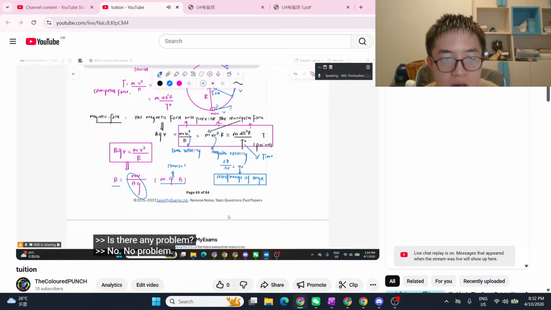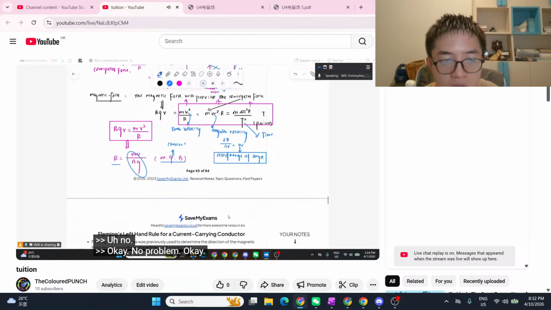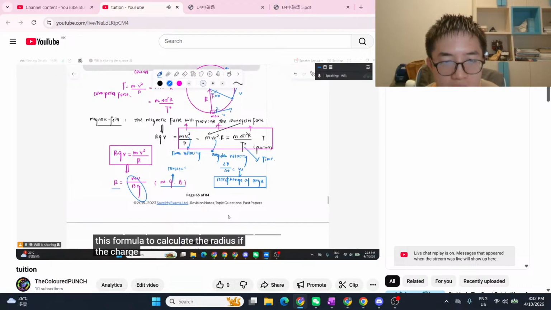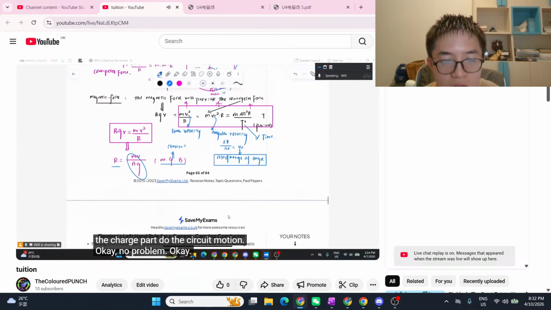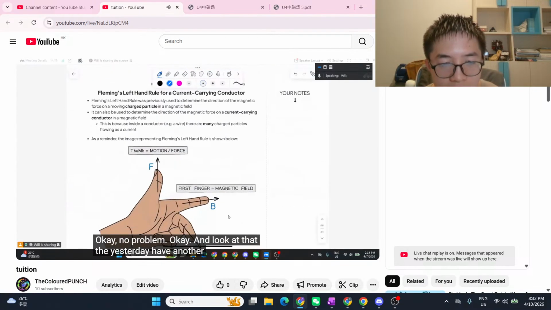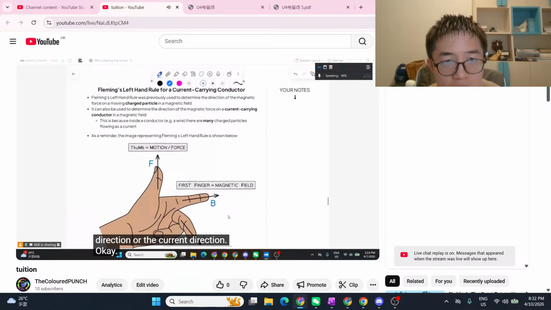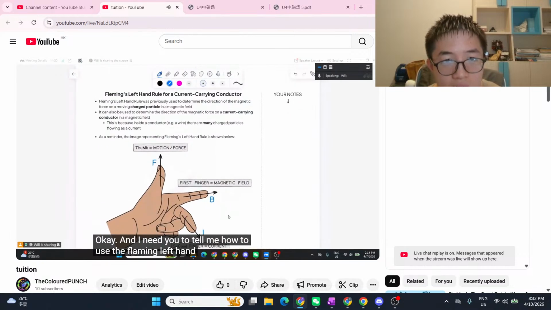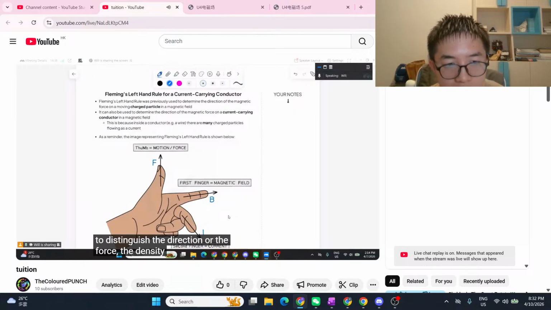Any problem? No problem. So we always use this formula to calculate the radius if the charged particle does circular motion. And look at it: yesterday we had Fleming's left hand rule to distinguish the direction of the force, the field direction, or the current direction. I need you to tell me how to use Fleming's left hand rule to help distinguish the direction of the force, the field, or the current.